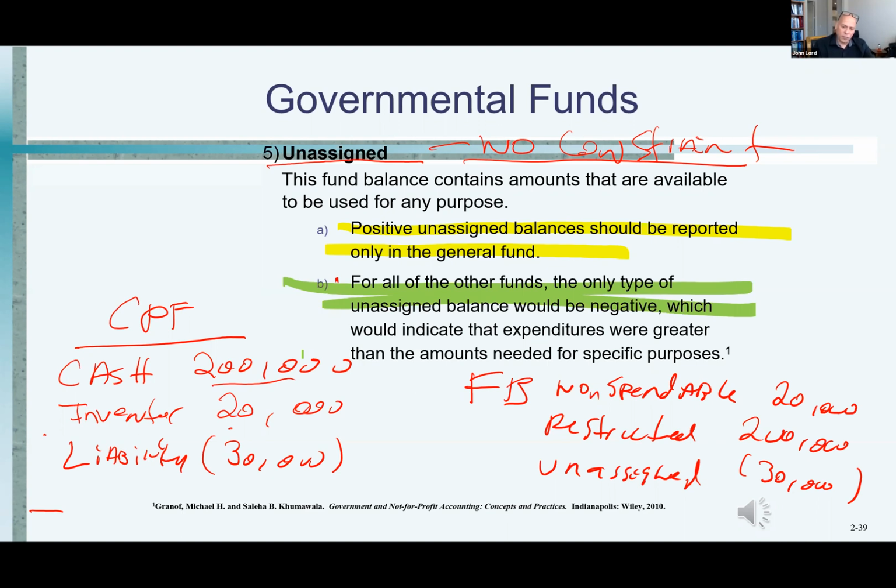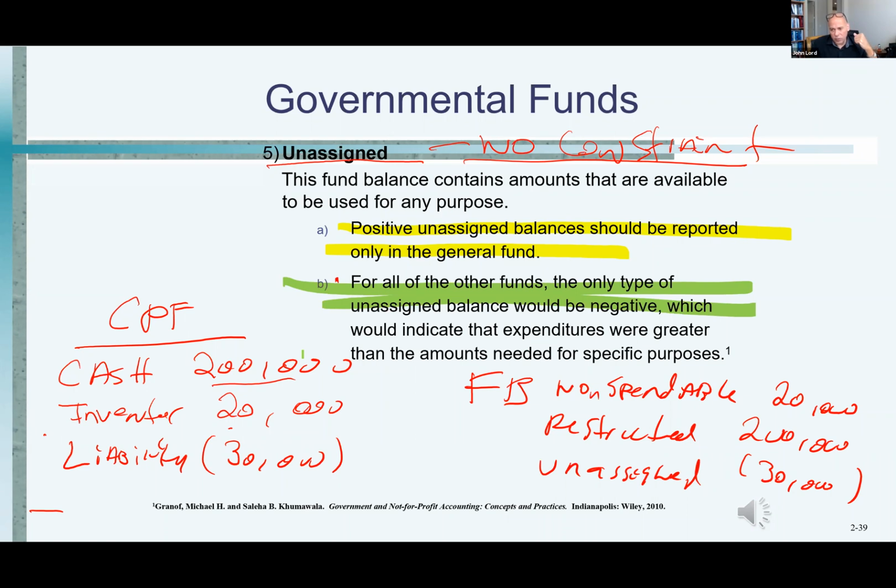Okay. So what do we have? We have cash at 200,000. We've got inventory of 20, and we've got this liability of 30. Now remember, assets equal liabilities plus our fund balance. And how are we going to call out that fund balance? So we would have what? We'd have non-spendable fund balance of 20,000. That's the inventory. We'd have restricted 200,000. That's because we've got this money that is restricted for hard costs on this project. And then we've got what? This 30,000 in the form of a negative number. It's unassigned because we don't know at this point where we're going to get the funds for this.